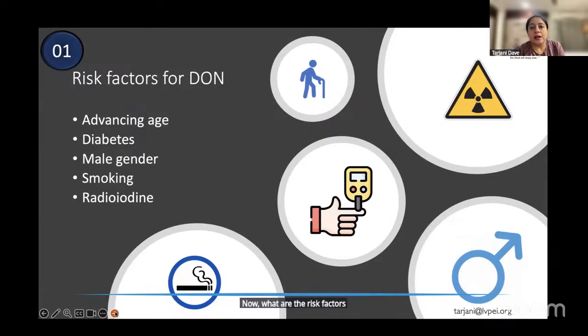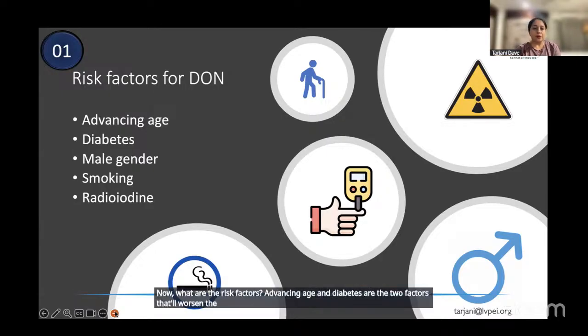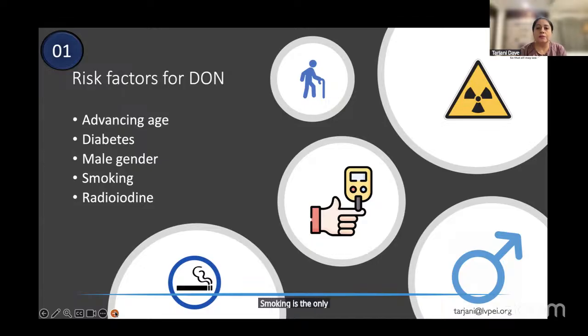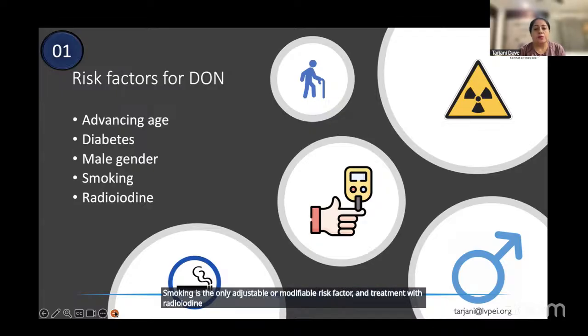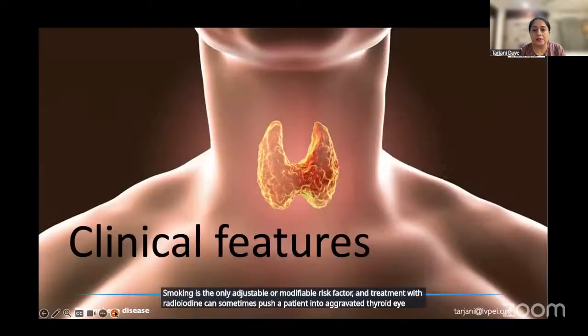Advancing age and diabetes are the two factors that will worsen the chance of a patient with thyroid eye disease developing dysthyroid optic neuropathy. Males have a greater risk of developing this. Smoking is the only adjustable or modifiable risk factor, and treatment with radioiodine can sometimes push a patient into aggravated thyroid eye disease as well as dysthyroid optic neuropathy.